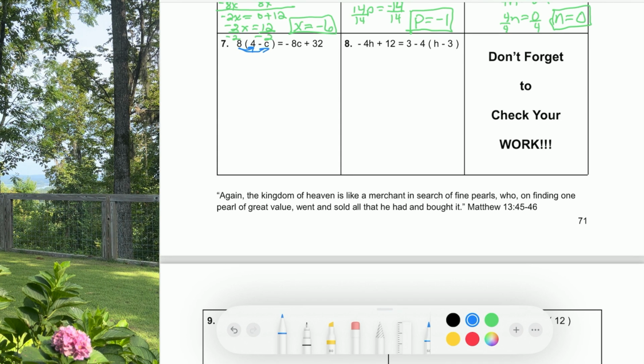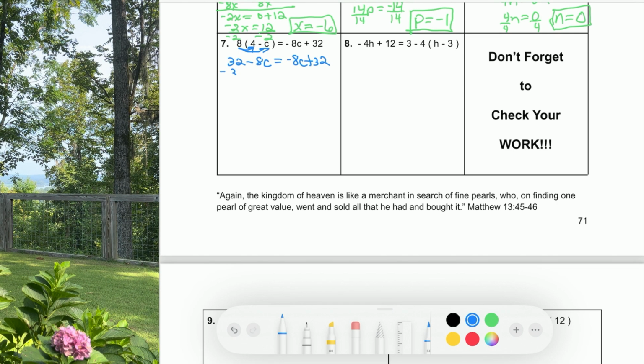Distributing again. Okay, so we get 8 times 4 is 32. 8 times the negative c is minus 8c equals negative 8c plus 32. All right, something's going on with this one, I noticed. We've got matching numbers. Looks like matching signs, but let's just keep going just to see. But I'm wondering if we're going to end up with a special case here. Either the infinite or the no solutions, possibly. We might not, but I know that something's going on with this one.